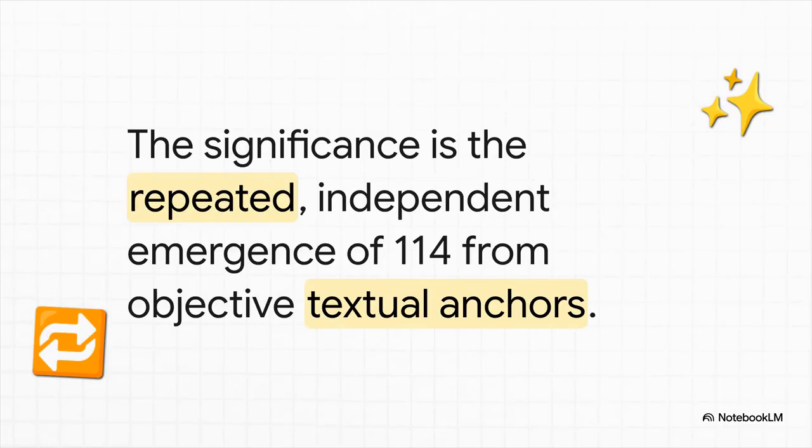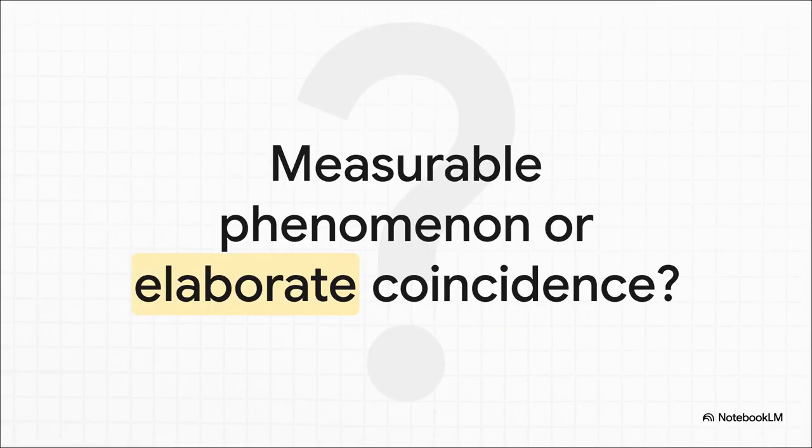So, the real point here isn't about any one of these calculations being some kind of magic proof. The key observation, the thing to really focus on, is the pattern. It's the fact that the same number, 114, keeps emerging over and over from different and independent starting points that are all anchored objectively in the text. And that leaves us with the final question, really. Are we looking at a genuine, measurable phenomenon that's actually embedded in the very structure of the text, a kind of numerical harmony? Or is this all just an incredibly elaborate, mind-bending coincidence? The data is what it is. The interpretation, well, that's up to you.